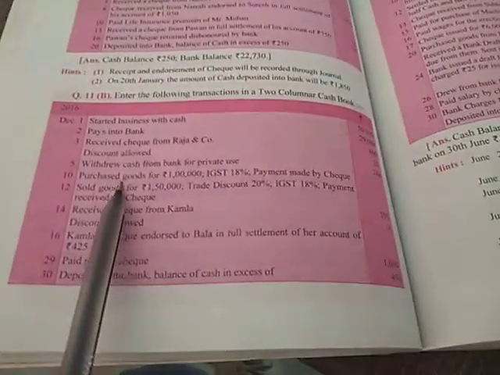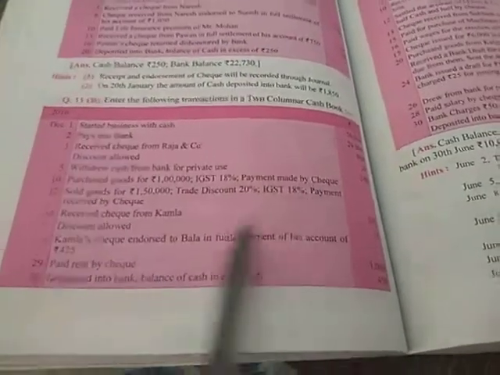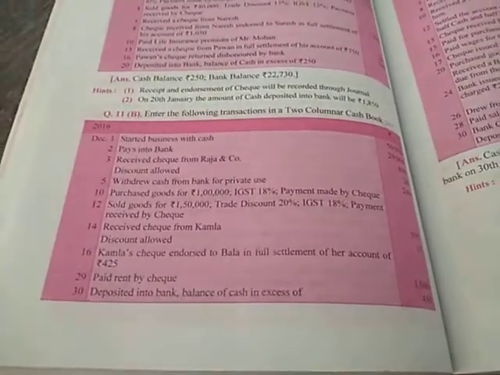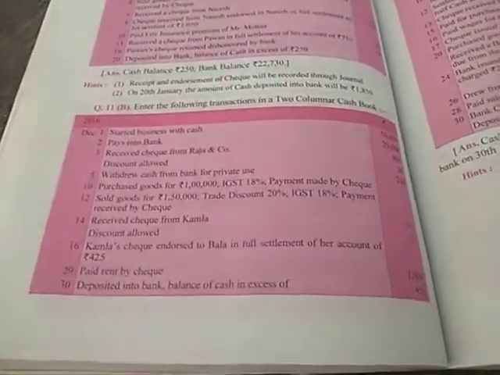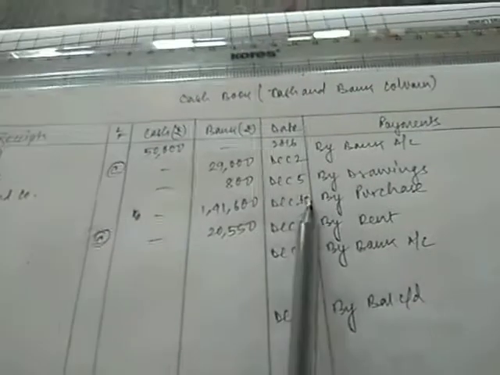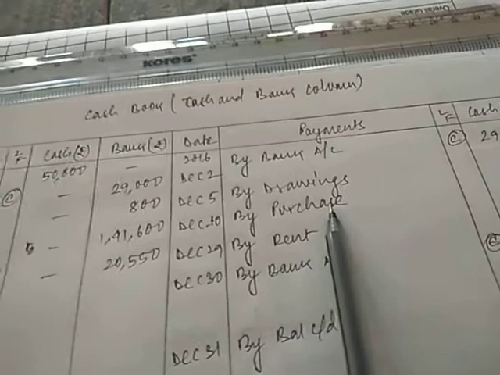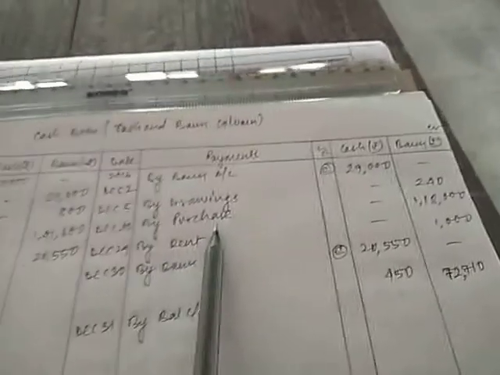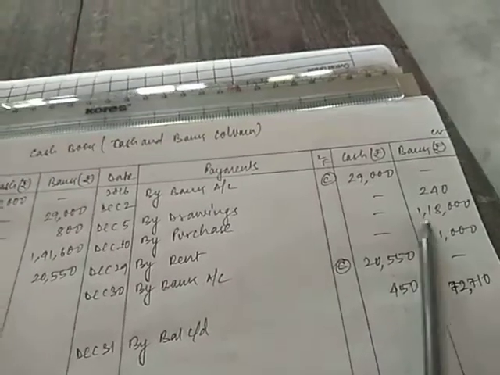Next is purchase goods for rupees 1 lakh, IGST 18% and payment made by check. So when you purchase goods for any value, for example here 1 lakh, we have purchased goods of rupees 1 lakh and IGST upon that is 18%. So you will calculate 18% of 1 lakh and you will add it, and the payment was made by check on December 10th. So on December 10th, by purchase 1 lakh plus 18% of 1 lakh is 18,000. 1 lakh plus 18,000 will become 1 lakh 18,000. So by purchase, you will write in the bank column because the payment was made through check, 1 lakh 18,000.